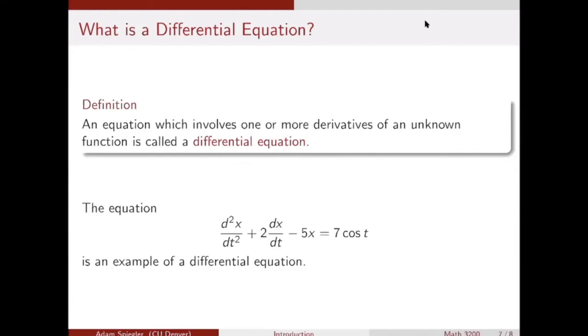So here's an example of a differential equation, and some terminology: we would call this a second order differential equation because it involves a second derivative. We can classify differential equations according to several properties, and one of them is the highest order derivative that appears in the equation. That gives us the order of the differential equation. In some sense, it's almost like the degree of a polynomial.